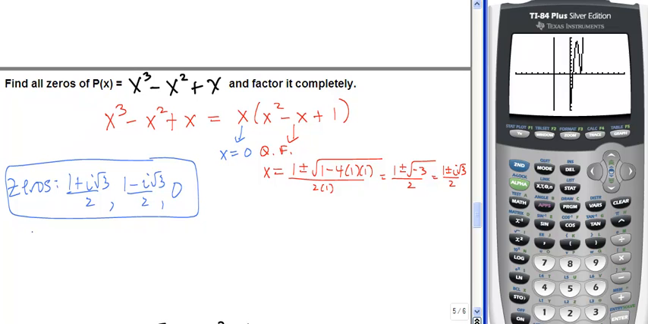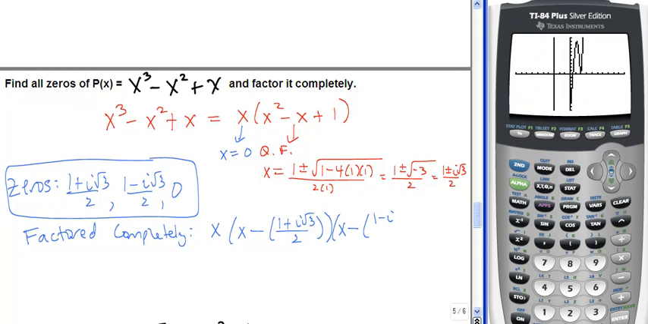Now let's factor it completely by converting these into our linear factors. To get the 0, you just need that x factor. To get 1 plus i root 3 over 2, we would need x minus this whole quantity. Use parentheses here. And to get the other case, the minus case, we would need x minus that entire quantity. So again, I'm always doing x minus stuff, and then just changing the stuff depending on which case I'm using.